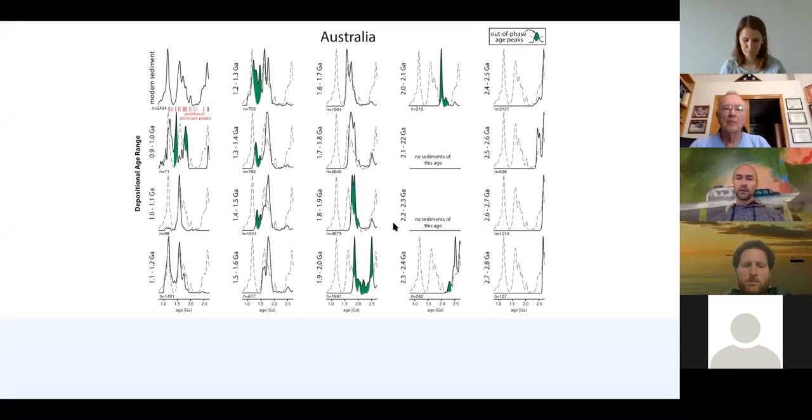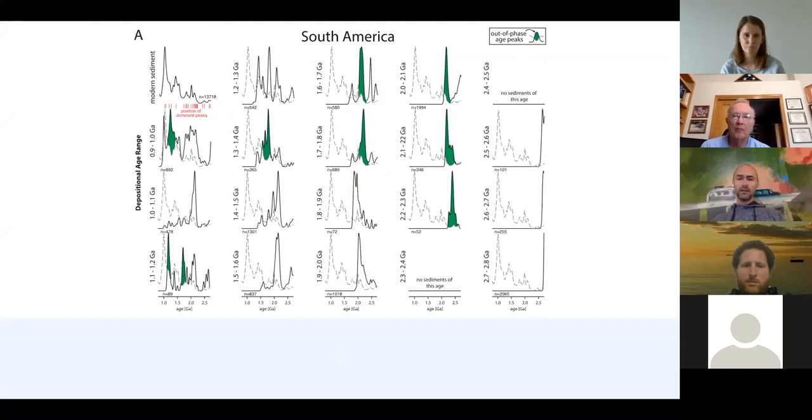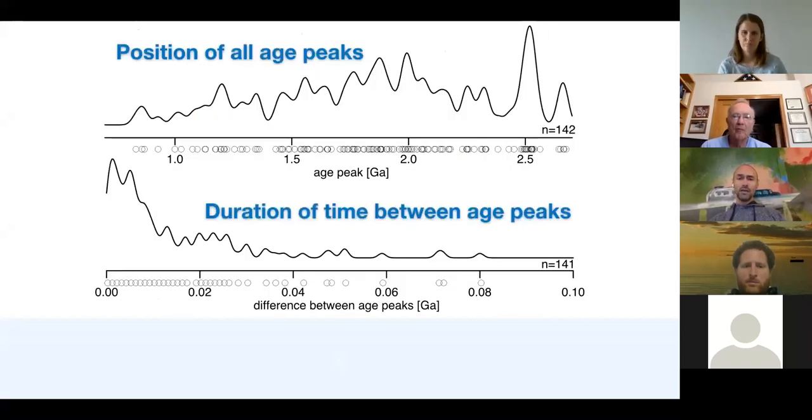In Australia, there are no sediments between 2.3 and 2.1. North America, similar out of phase age peaks, primarily in the Paleoproterozoic. And then South America, again, similar patterns as elsewhere.